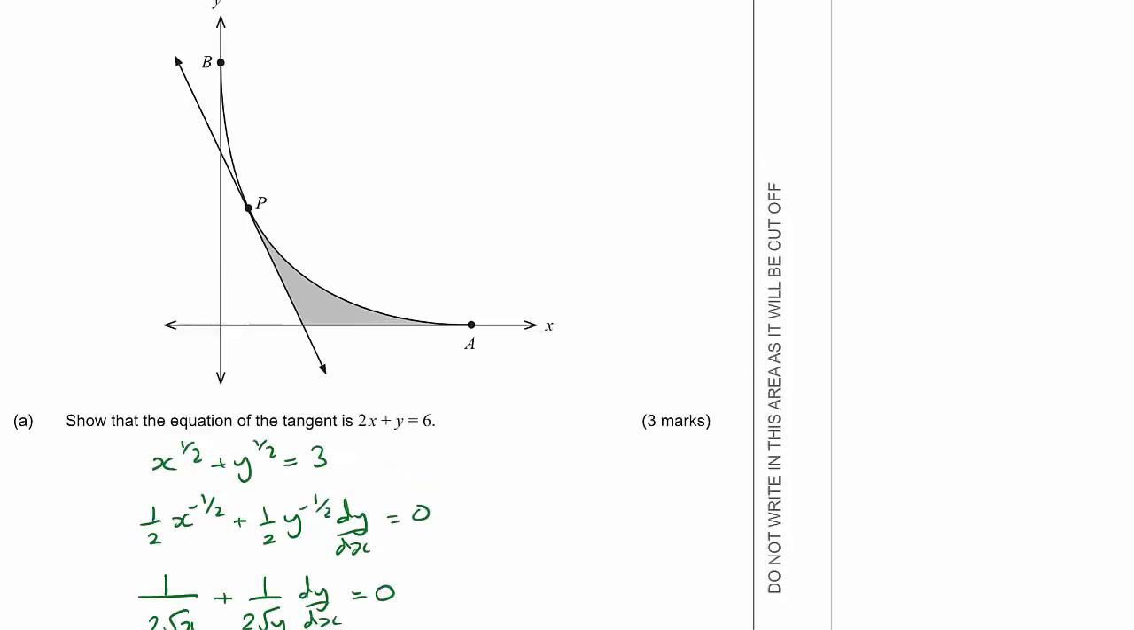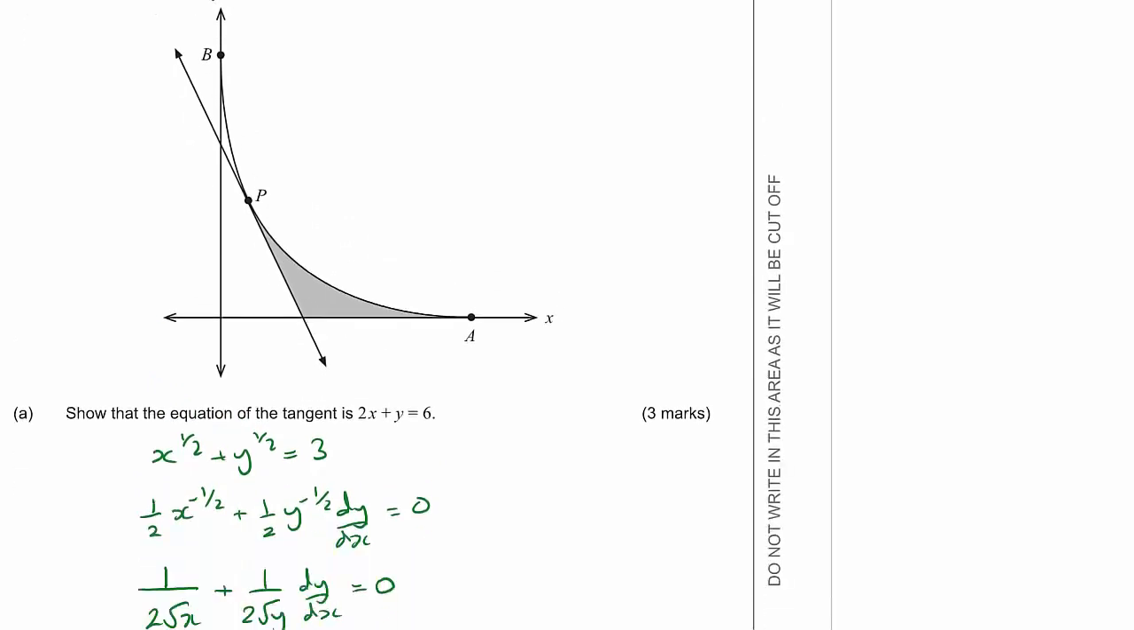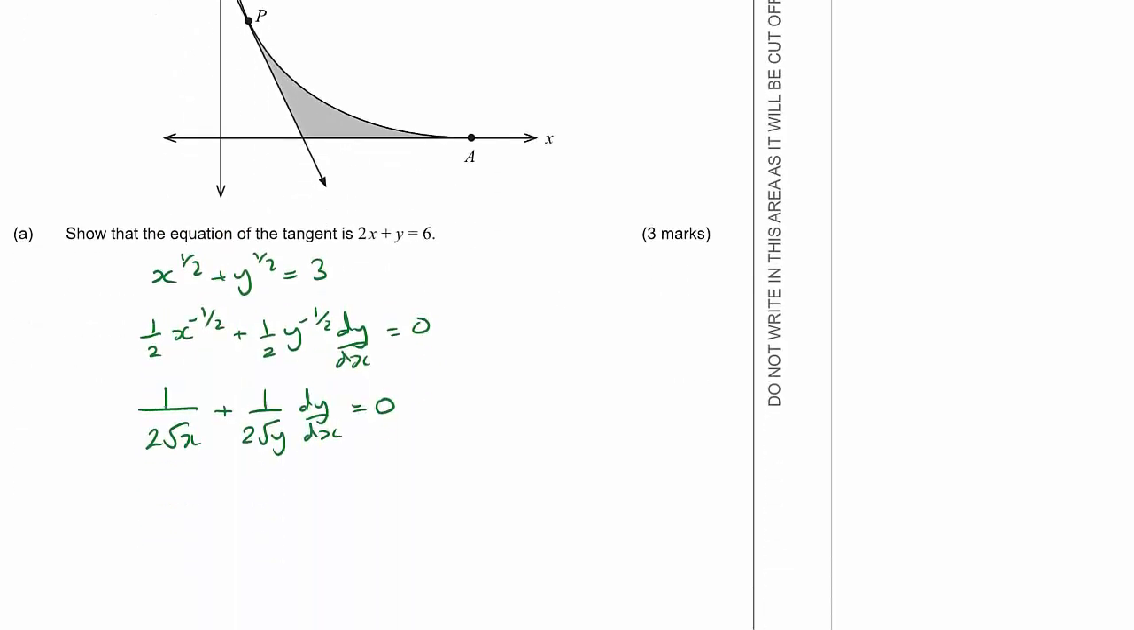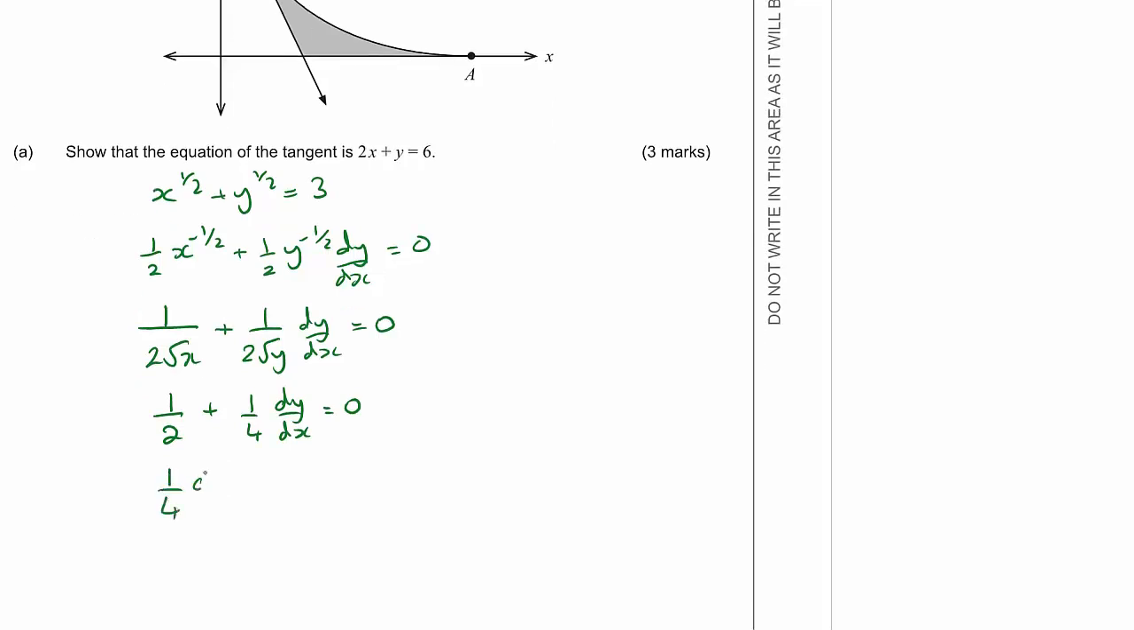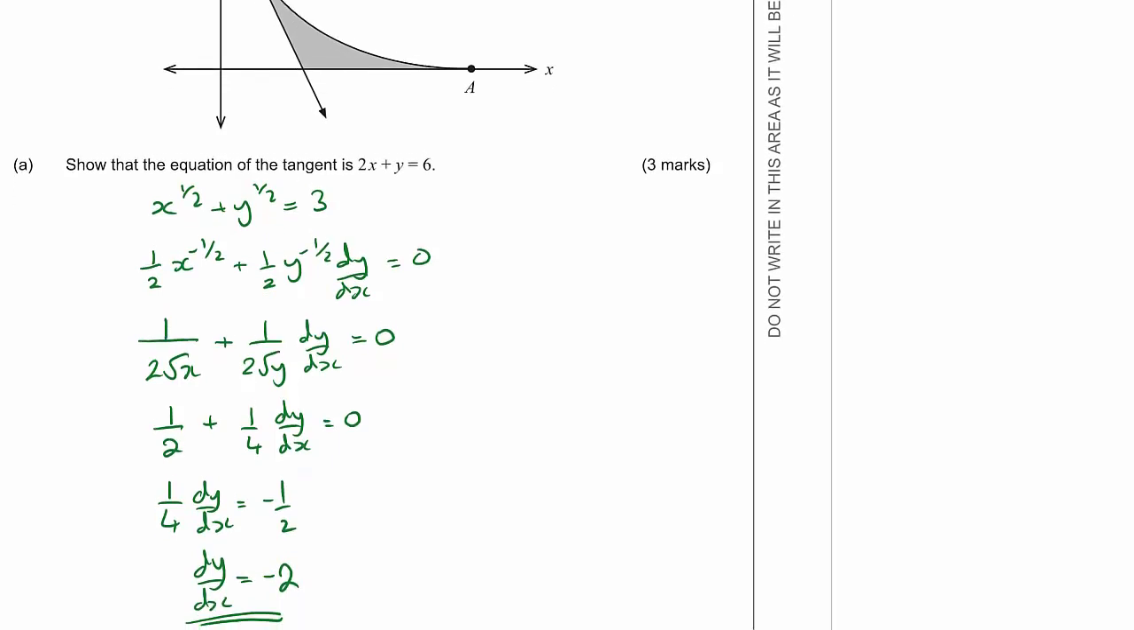So if we use (1, 4), x is 1, y is 4, that gives us a half, so the square root of 4 is 2, plus a quarter of dy/dx equals 0. So 1 quarter dy/dx is equal to negative a half, multiply both sides by 4, and dy/dx is equal to negative 2. So that's the gradient at that point.